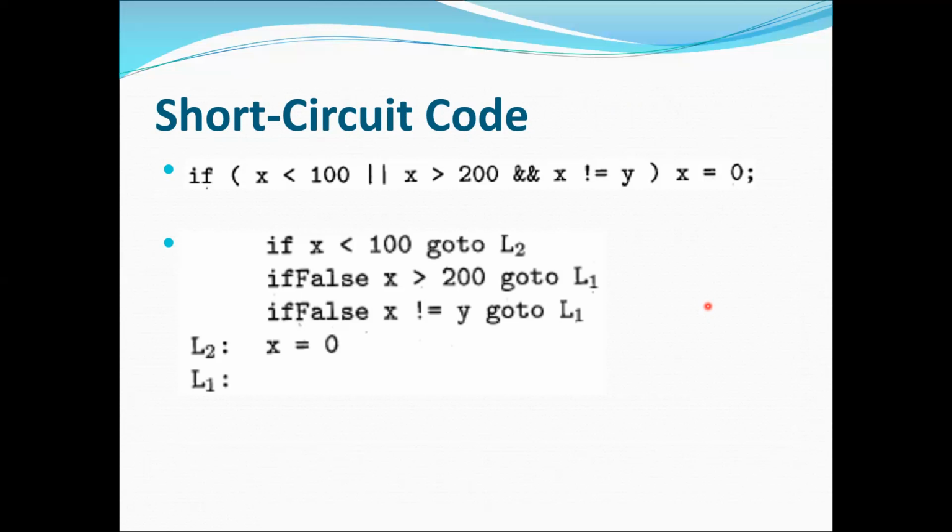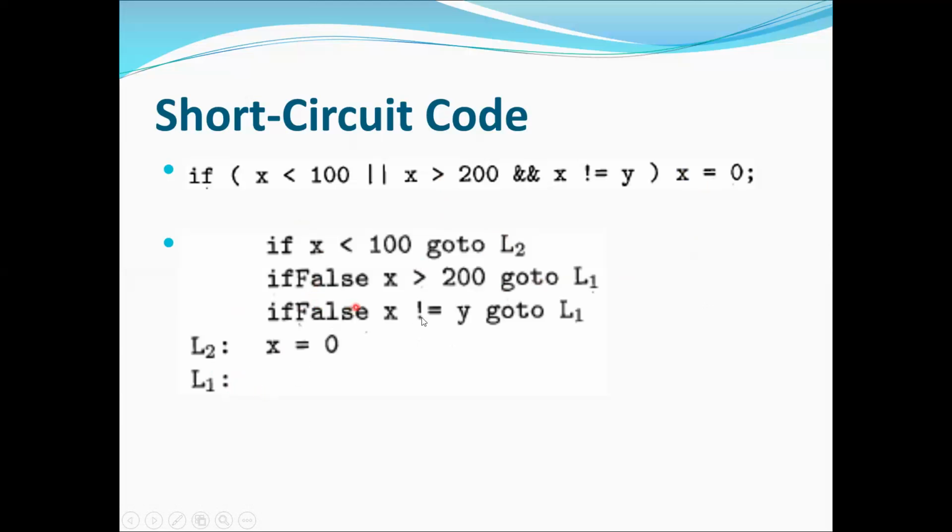If x is less than 100 or x is greater than 200 and x is greater than y, x is equal to 0. So this is going to be one condition and this is going to be another condition. What we are writing is: if x is less than 100, then go to L2, where L2 is x is equal to 0. If false, then x is greater than 200, go to L1. That means L1 means we have to come out of this particular loop.